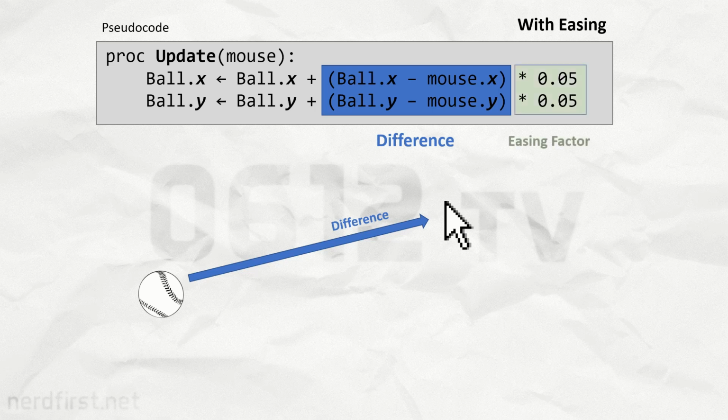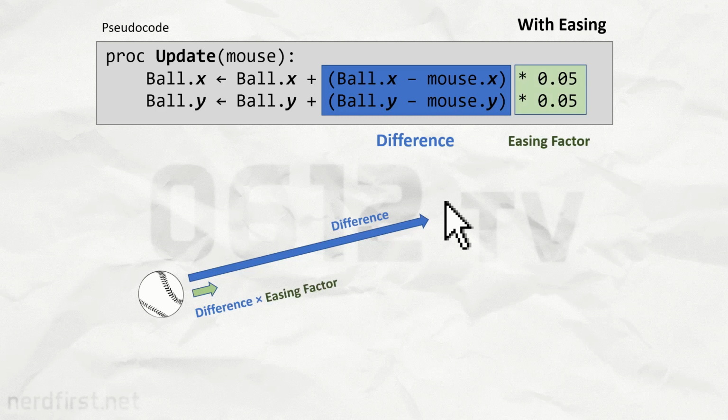What's special is this additional number thrown in, also known as the easing factor. This is a number smaller than 1, which is multiplied into the difference. So the ball doesn't go the whole way, it only goes part of the way. In this case, it only covers 5% of the distance between itself and the cursor. That means, of course, that my current value is lagging behind, right? It's not actually updated to the final position.